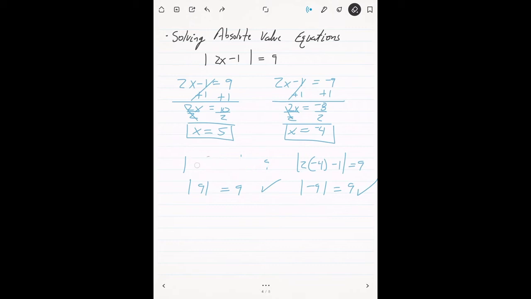So let's try to identify what we did here. And let's come up with a process for how to actually go and solve these absolute value equations.